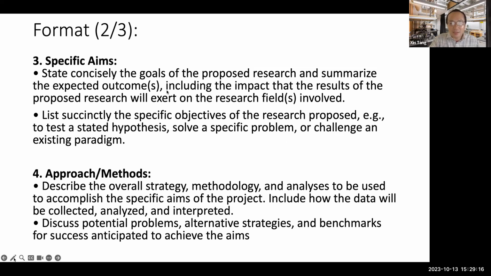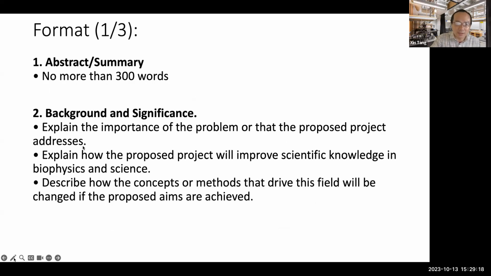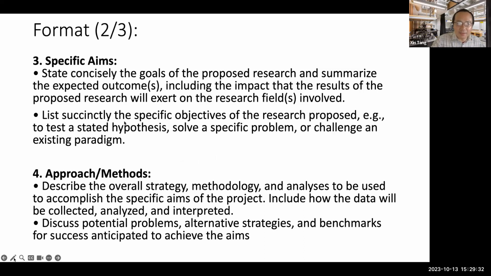This has a little bit of overlap with section 2, background and significance, but the difference is that section 2 is in a broader picture. You talk about the field, the topic. The specific aims, when you talk about the significance, are targeting specific steps, the research you will do in this project. What is their significance? So one is bigger, one is more specific.